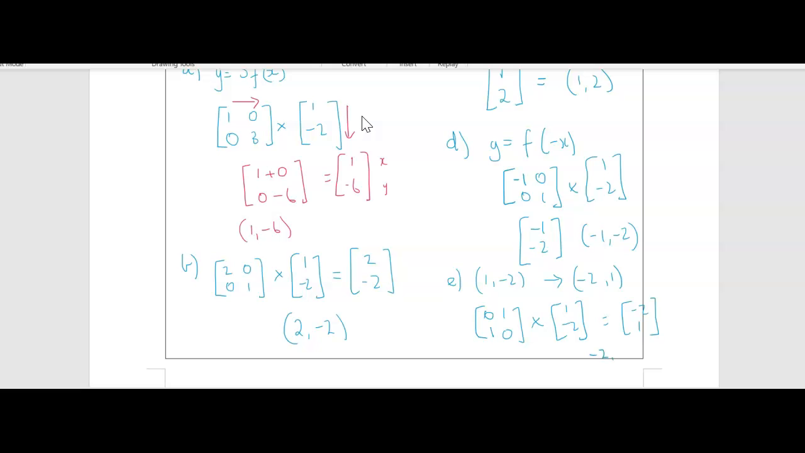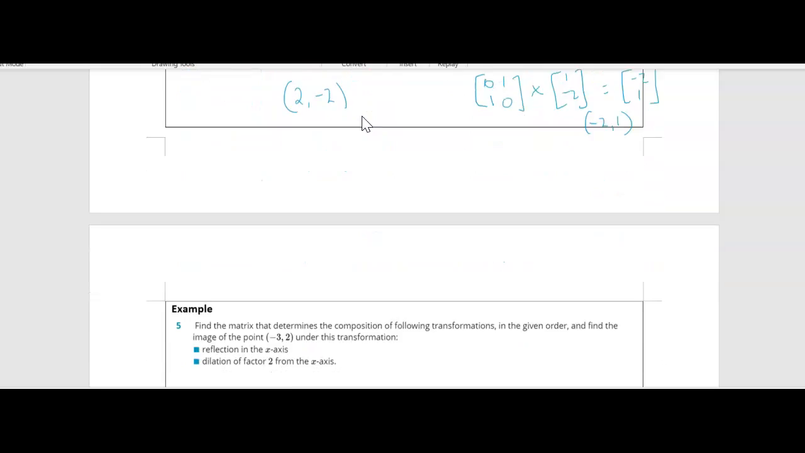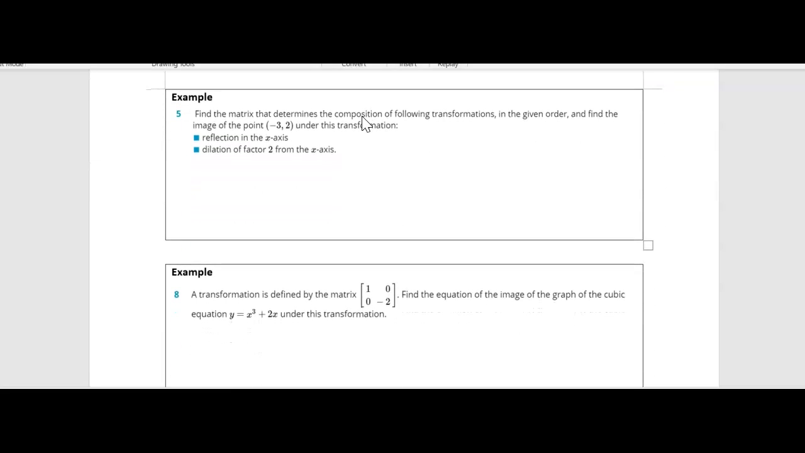Right, so -2, 1. There we go. All right. Let's move on to another example.